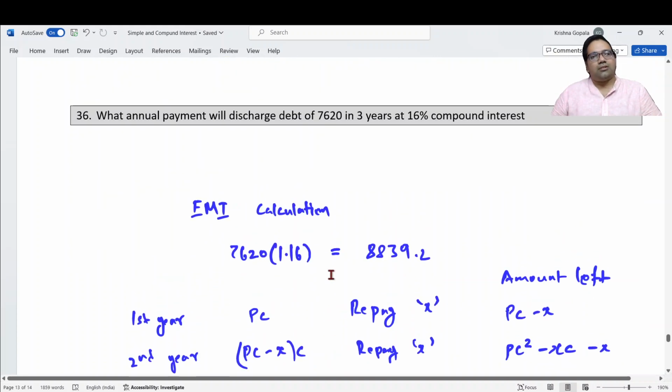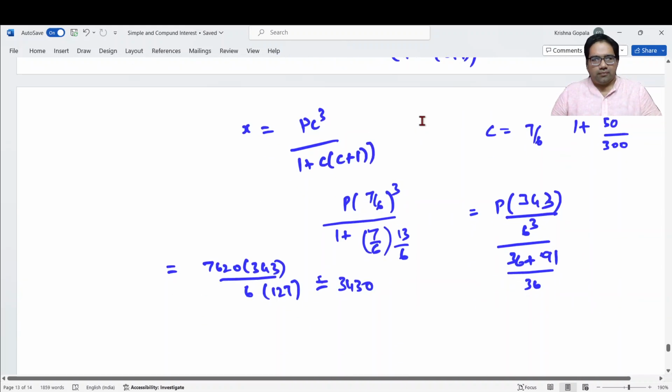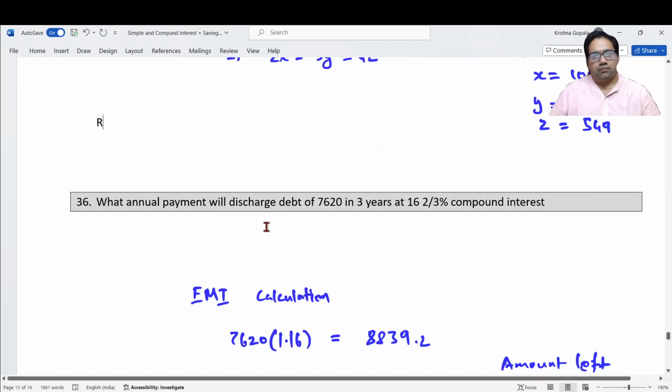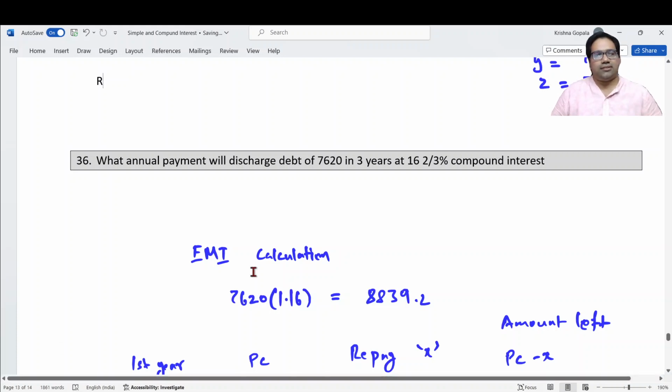This is very important. How do we do EMI calculation? What annual payment will discharge debt of 7620 in 3 years at 16 2 by 3%? 16 2 by 3 is 16 plus 2 by 3, that is 48 plus 2, 50 by 3%. Right? 50 by 3, 16.66667 kind of percent. That is the interest rate.